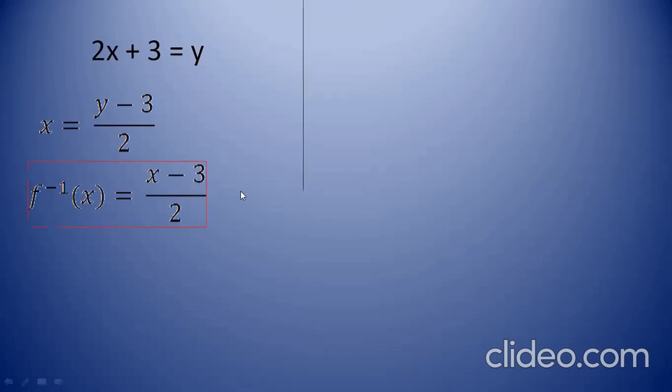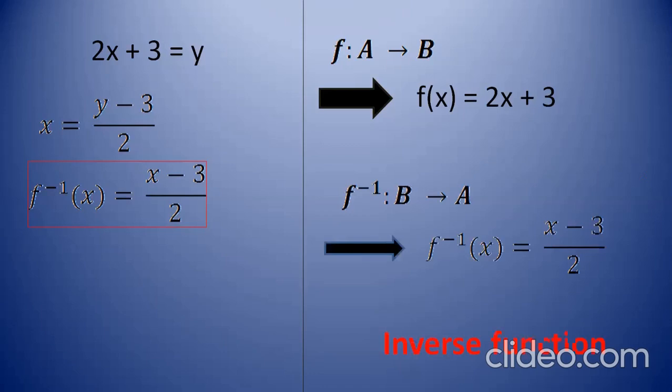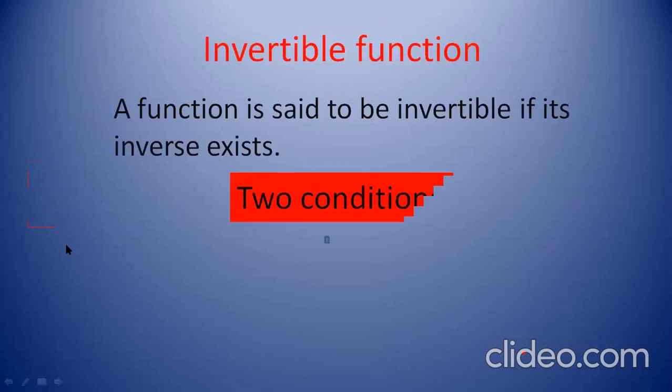So we can say if f is a function from A to B, when f(x) is equal to 2x plus 3, then in reverse order we can write the inverse of the function from B to A, where f inverse of x is equal to (x minus 3) upon 2. That is known as the inverse function. Invertible function: f is said to be an invertible function if its inverse exists.